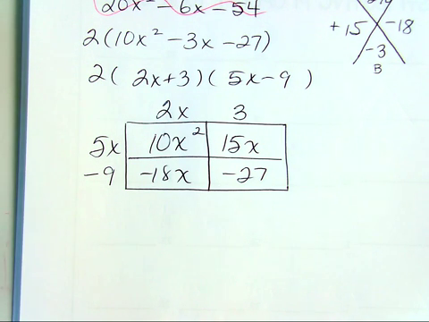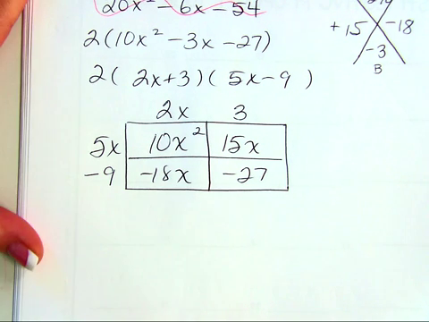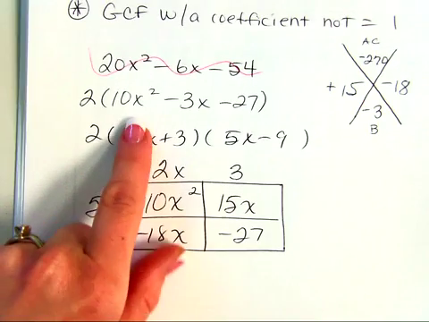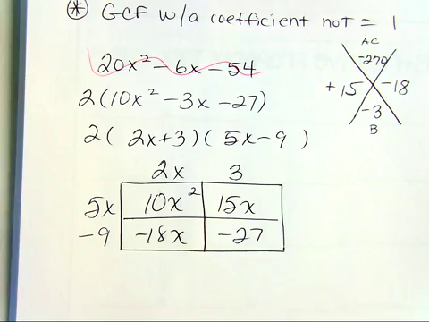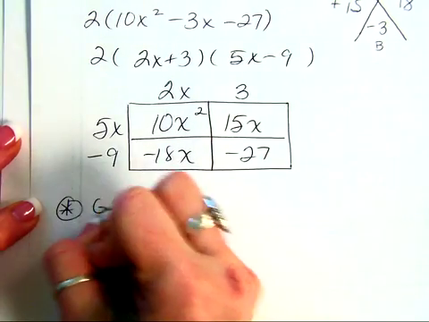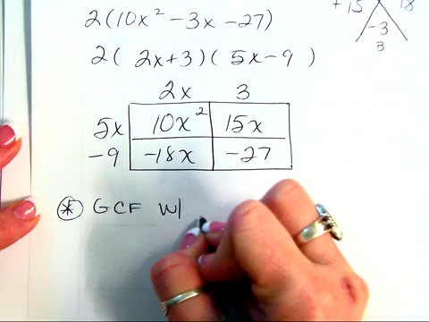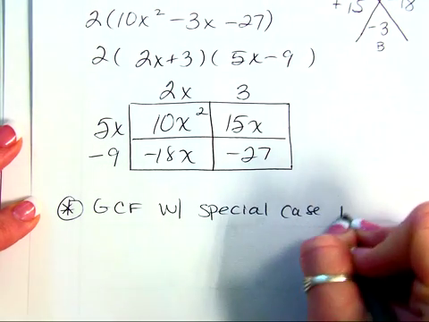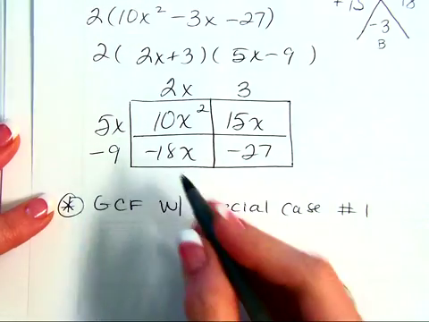Okay? I'm not going to do another one like that because I'm going to focus on some special cases. But basically, we've pulled out a GCF and either had a coefficient of 1 or a coefficient that's not 1. Are you okay so far? All right. Because we got to talk about these special cases. Because, man, I don't know why. We got them in our head. GCF with special case number 1, which is the difference of two squares.